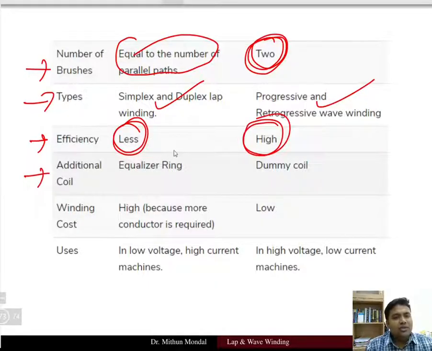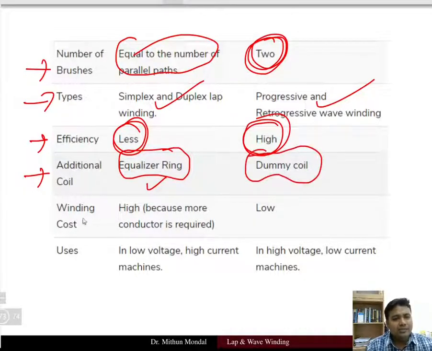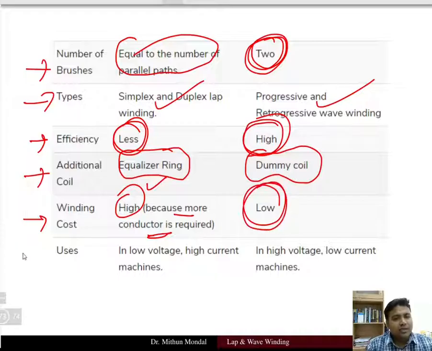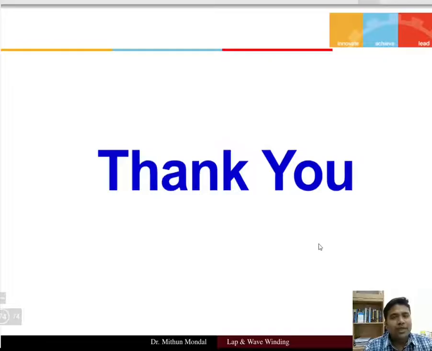Additional coil: here you have the equalizer ring connected because EMF has to be equal. Here you connect a dummy coil for mechanical balance. Winding cost is high because more conductors are required. Here winding cost is less. Uses: lap winding will be used in low voltage high current machines, and wave winding will be used in high voltage low current machines. So we have classified the lap winding and wave winding. There are two different classes of armature winding which are used under different scenarios based on the application and based on the connection. Thank you.